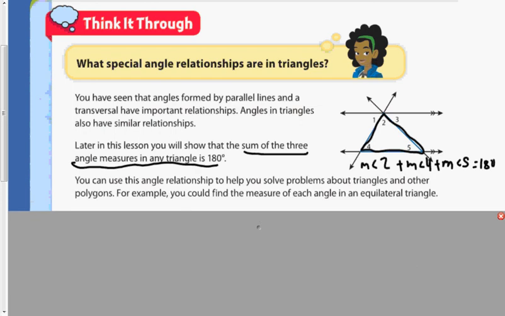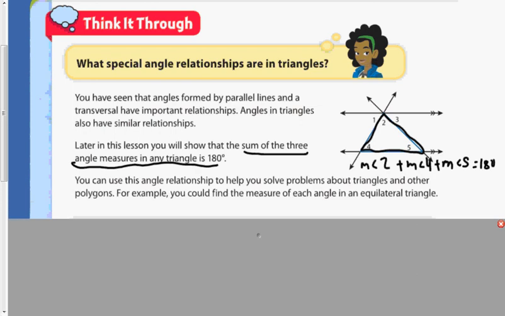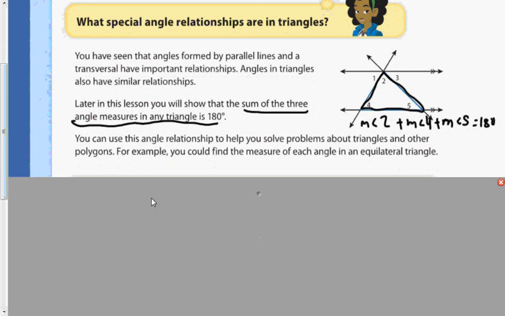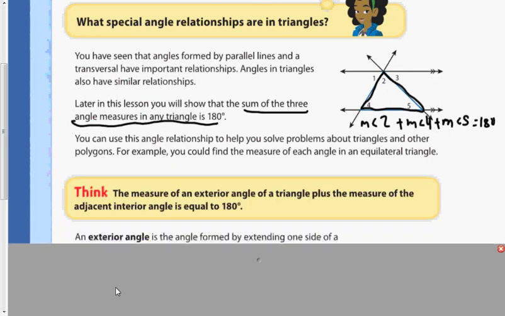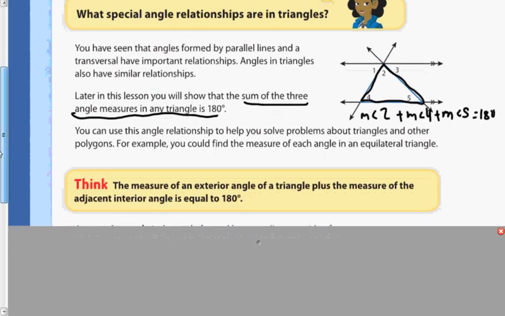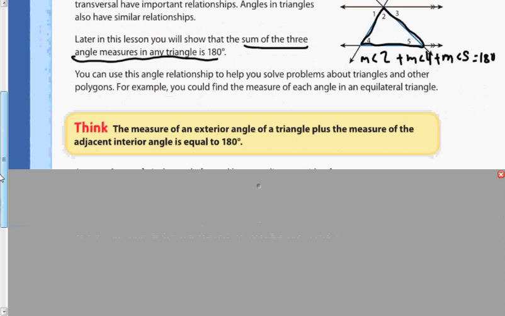Okay? So that's one of the most important things, because all the other stuff that we're going to work on comes from that, essentially. So you can use this angle relationship to help you solve problems about triangles and other polygons. For example, you could find the measure of each angle in an equilateral triangle. But we're going to talk about two other special relationships in triangles that work in all triangles. So it says the measure of an exterior angle of a triangle plus the measure of the adjacent interior angle is equal to 180 degrees.